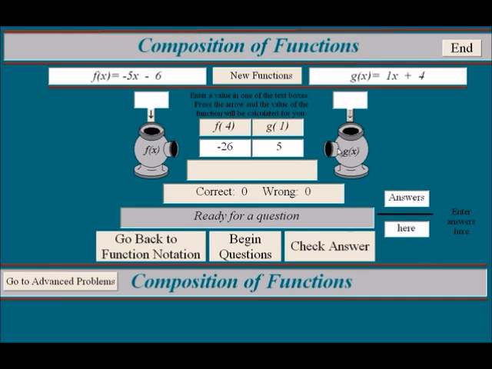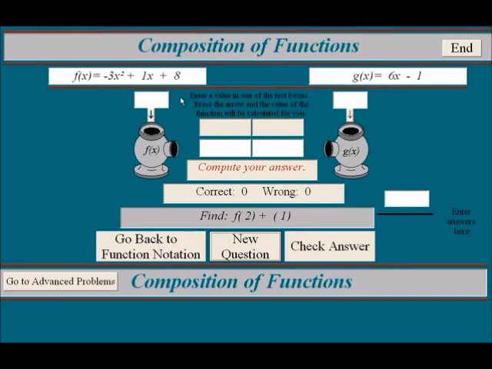You see that little sneaky thing? Watch for the red thing. It took me a long time to do it, so you better admire it. Watch it. So we can use these two machines, and so we're ready to begin questions, and it gives me these functions, and then it says find f of 2 plus 1.